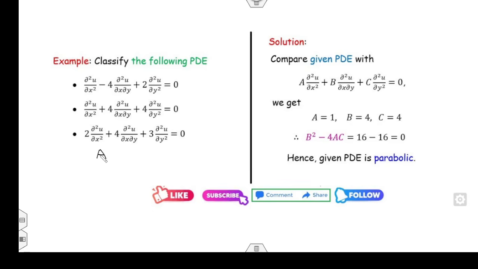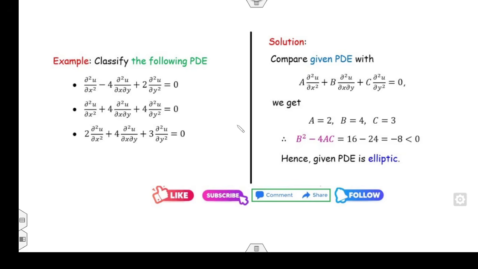Similarly, for the third case, if you calculate, a is 2, b will be 4, and c will be 3. What is the value of b square minus 4ac? b square is 16 minus 24, which is less than 0. And whenever b square minus 4ac is less than 0, we call it an elliptic partial differential equation.